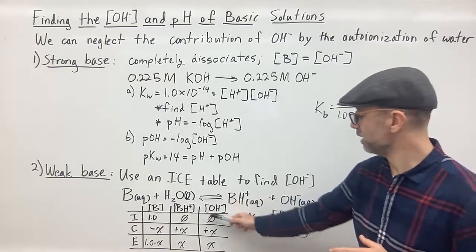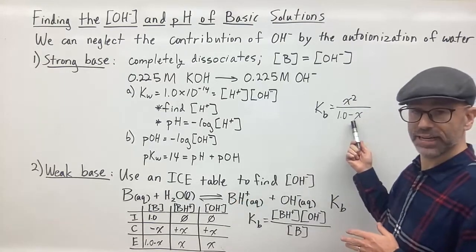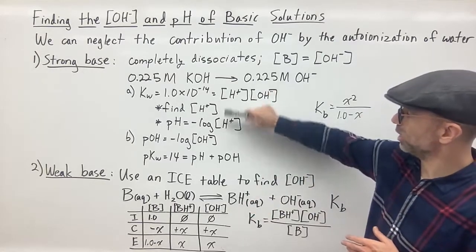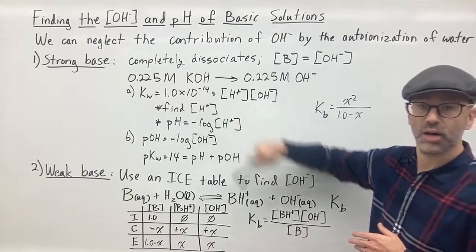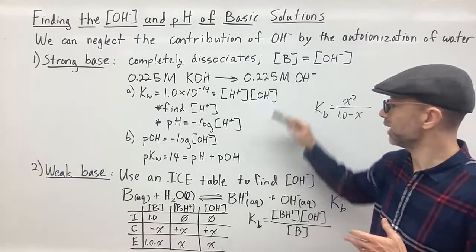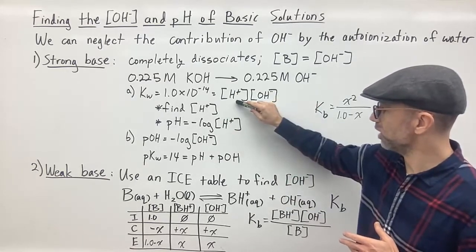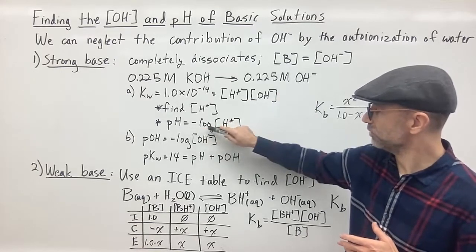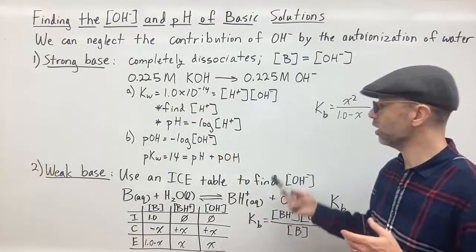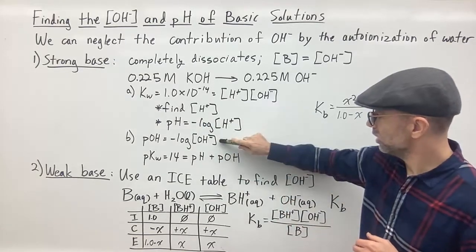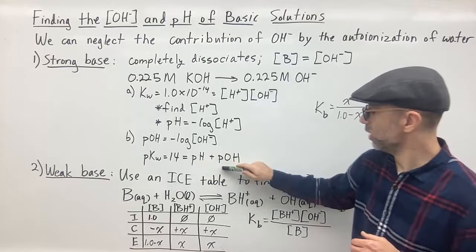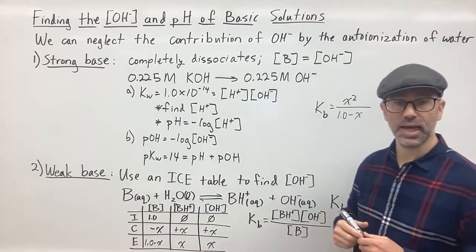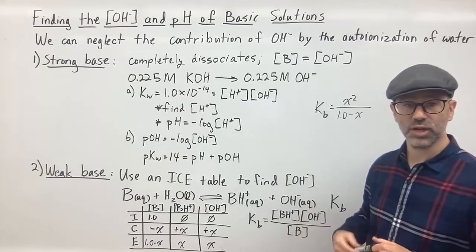So once I find x, that's going to be my OH minus concentration. And then I go back up to these two ways of solving that problem. I can plug OH in, solve for H plus, and then plug the H plus concentration into the negative log to get the pH, or I can find the pOH and plug it into this equation and find the pH. So that's how you would find the pH from your OH minus concentration for a weak base.